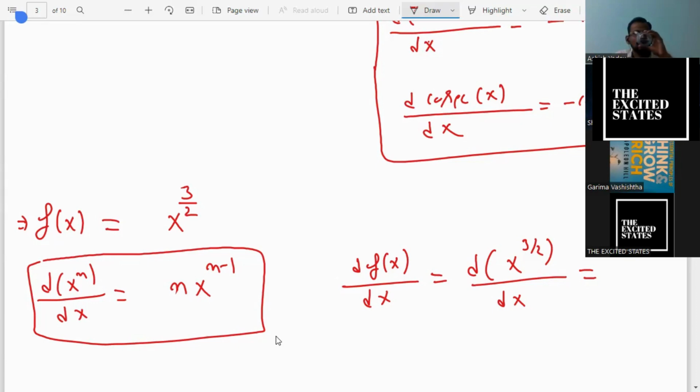So here we have n value is 3/2. Just put the value 3/2 of n in this formula and you will get the derivative of f of x. So 3/2 into x to the power of 3/2 minus 1, that is half. 3/2 times x raised to the power half.